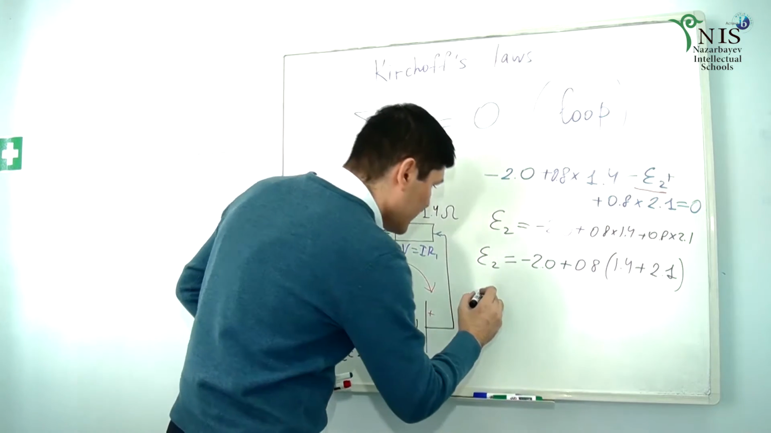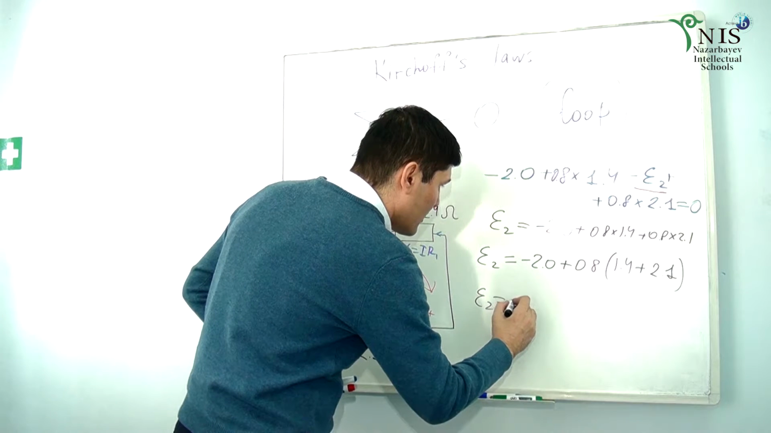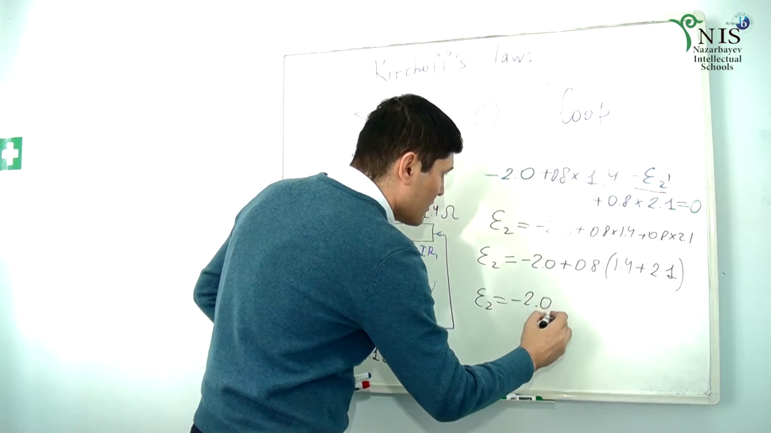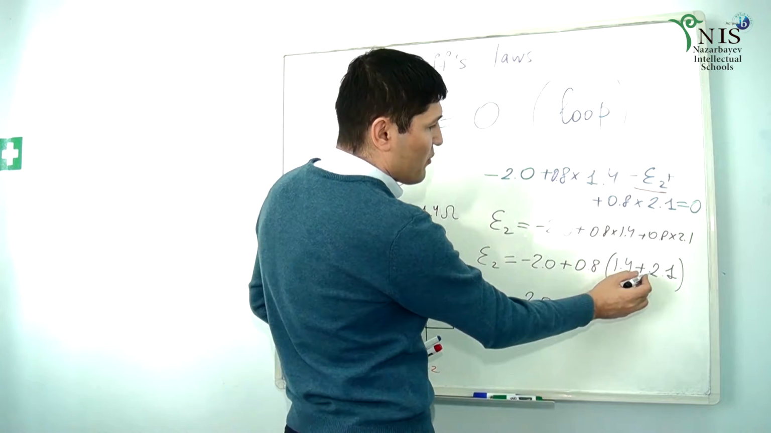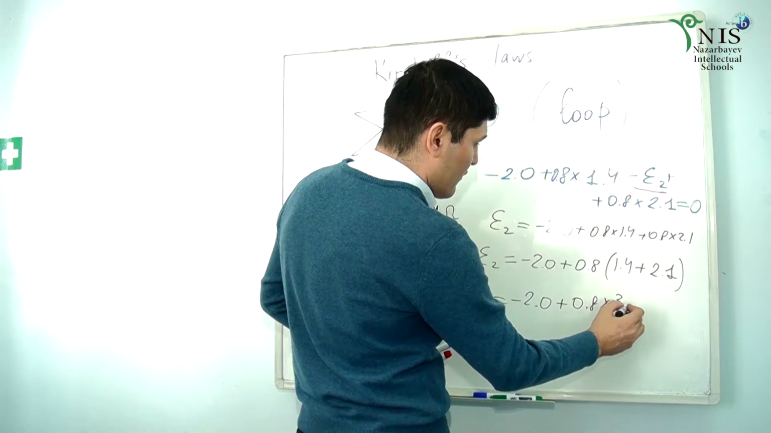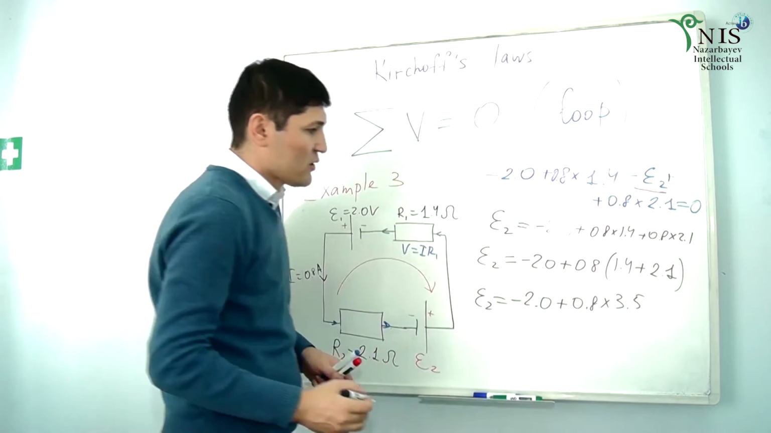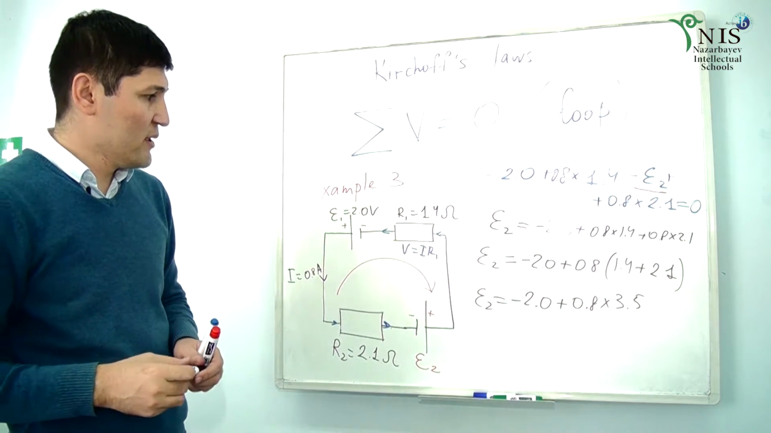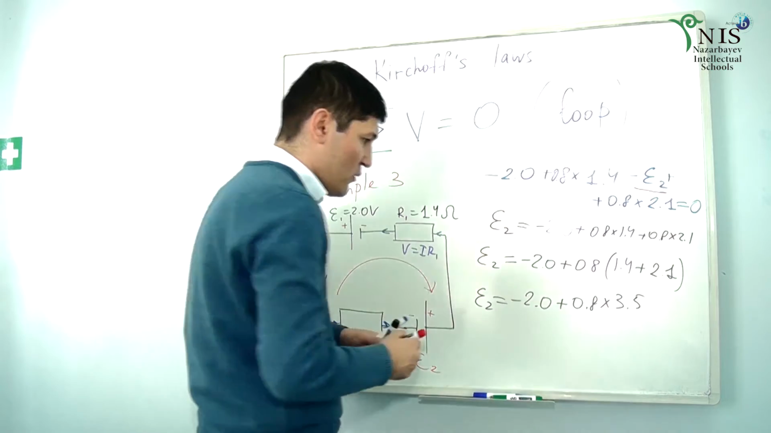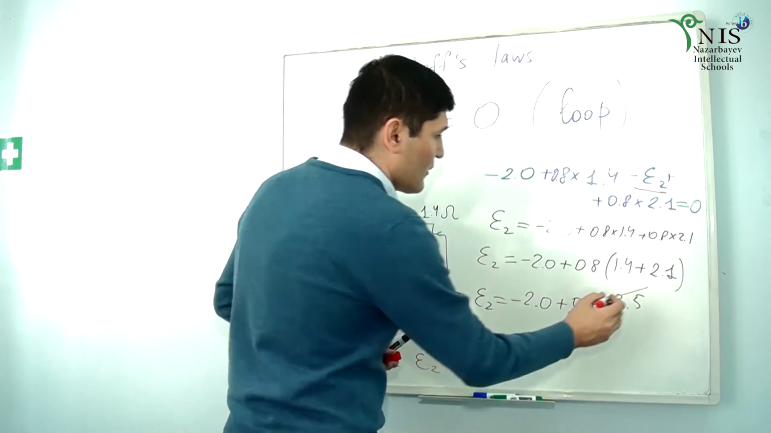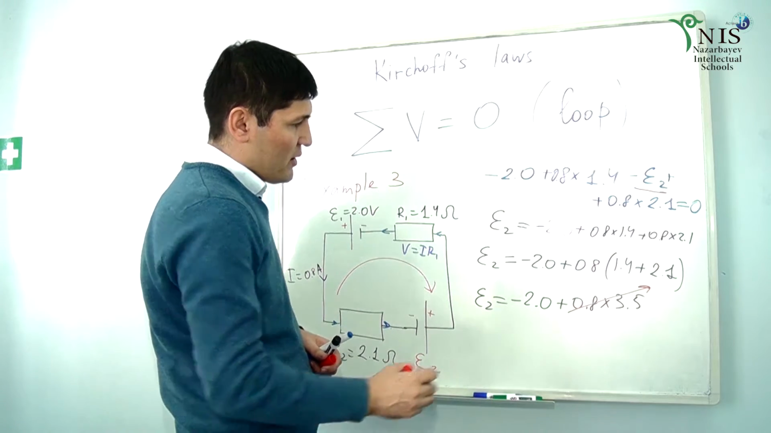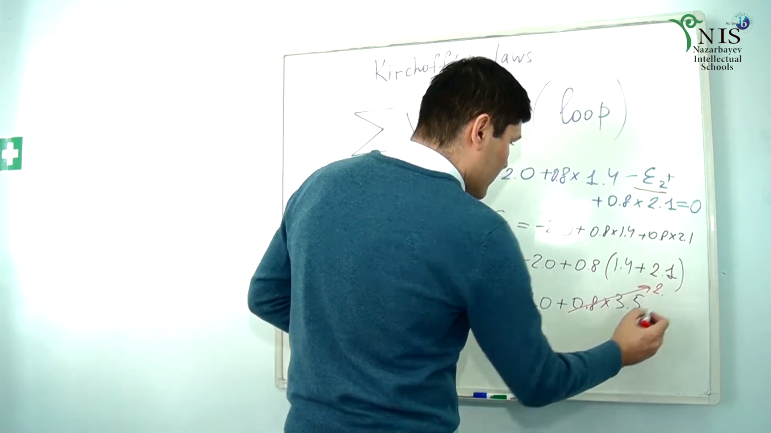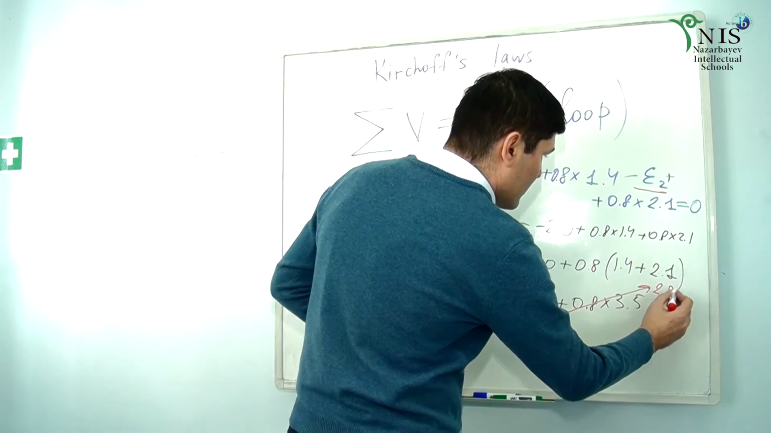If we continue to solve this, epsilon 2 equals minus 2.0 plus 0.8 times, and if we add 1.4 plus 2.1, we get 3.5. So if we multiply 0.8 times 3.5, what do we have? Multiplying them together, we have 2.8.